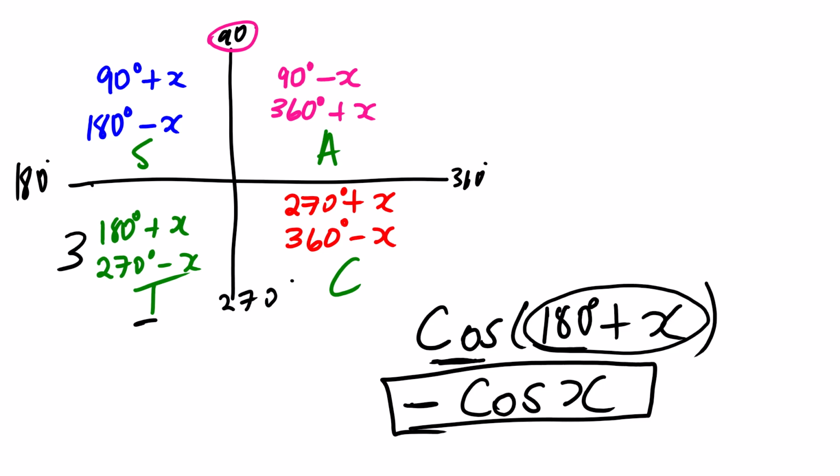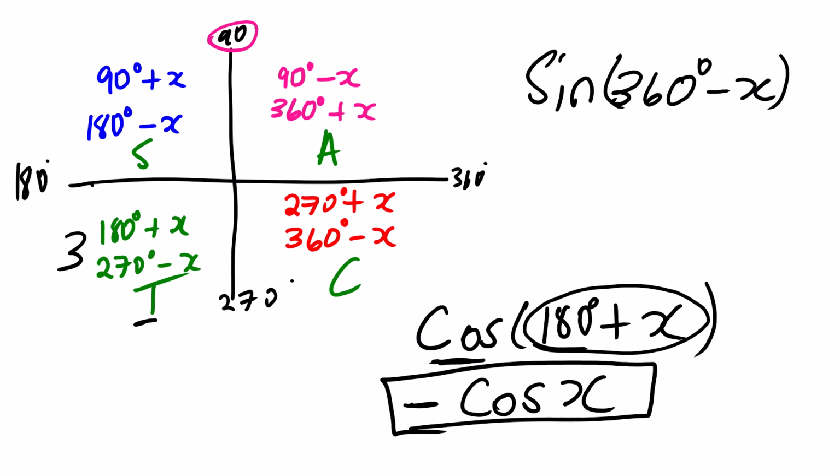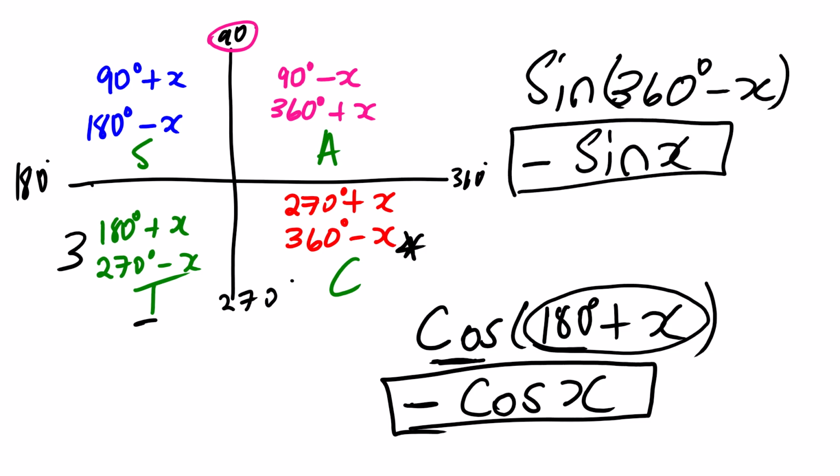Another example. Sine 360 minus x. What is sine 360 minus x? Which quadrant is it? It's quadrant number 4. And then is sine positive or negative? It's negative. Sine x. This is the value.